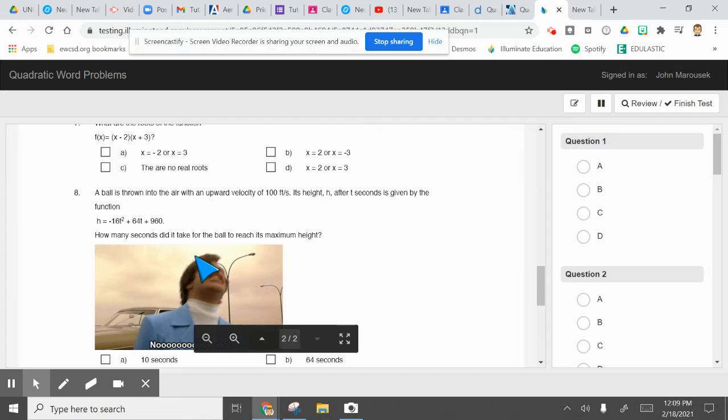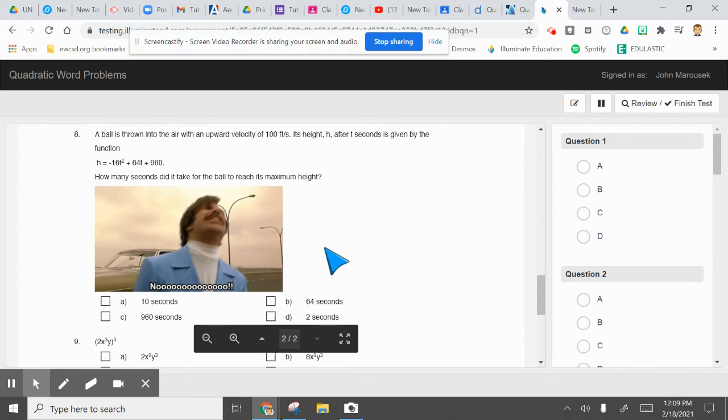Number 8, it wants to know how many seconds did it take for the ball to reach its maximum height. How many seconds? You're going to give me the x value of your vertex.